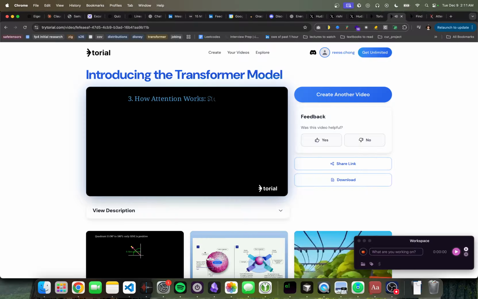Let's break down how the attention mechanism actually computes its output. Each word is transformed into three vectors: a query to ask what it's looking for, a key describing what it offers, and a value containing its information.